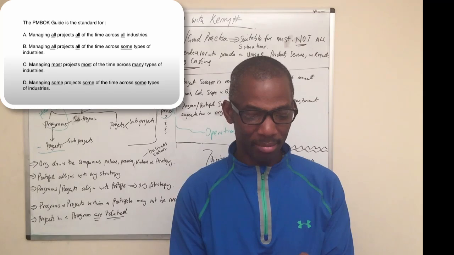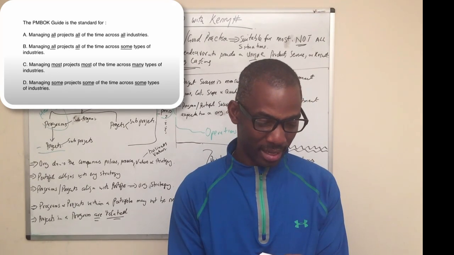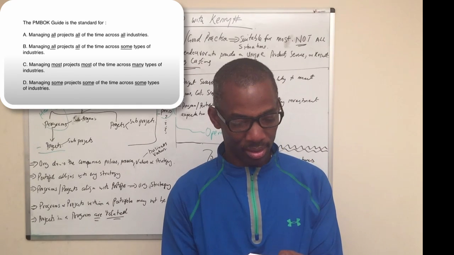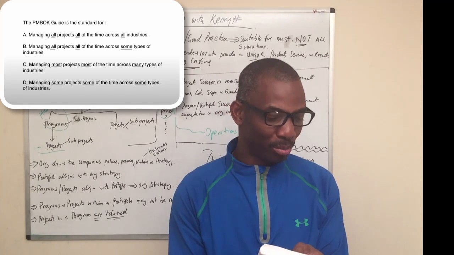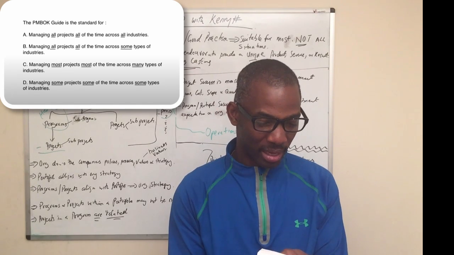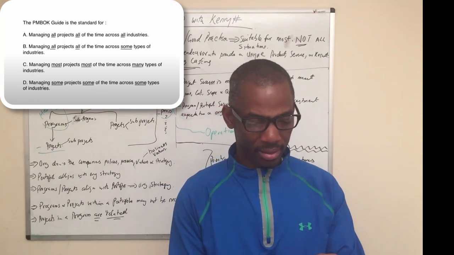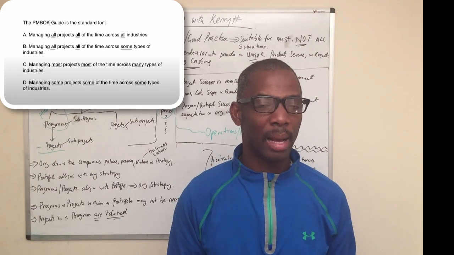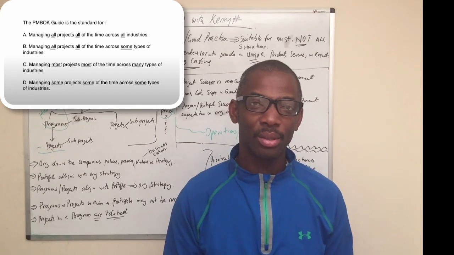Then C, it says managing most projects most of the time across many types of industries. And then finally you have managing some projects some of the time across some types of industries. So you now tend to see that C and D are pretty much two non-absolutes, but the question is between some and most.